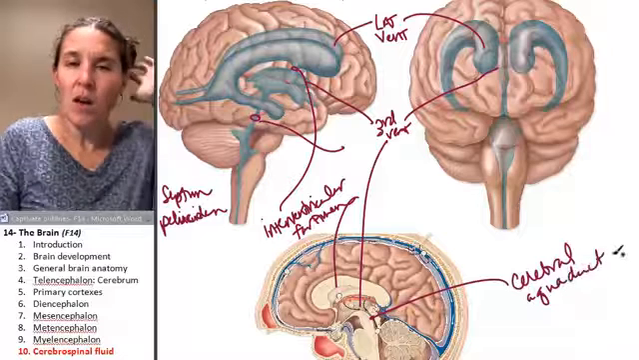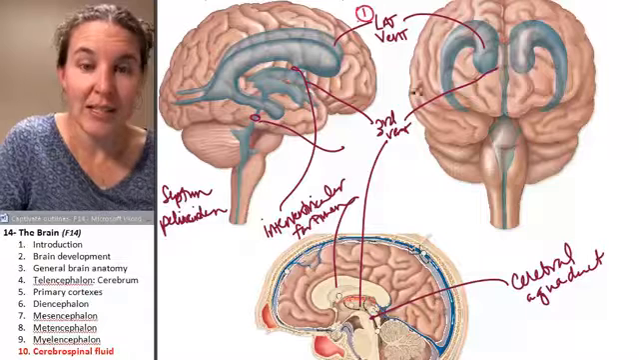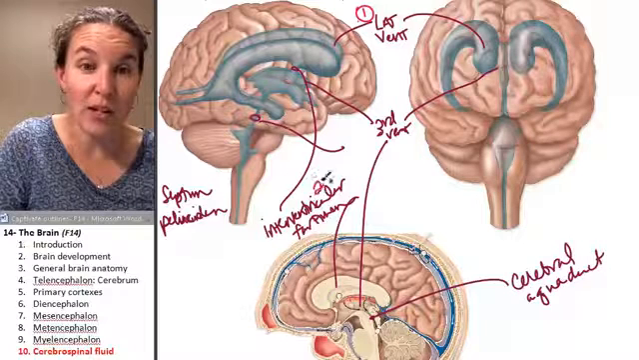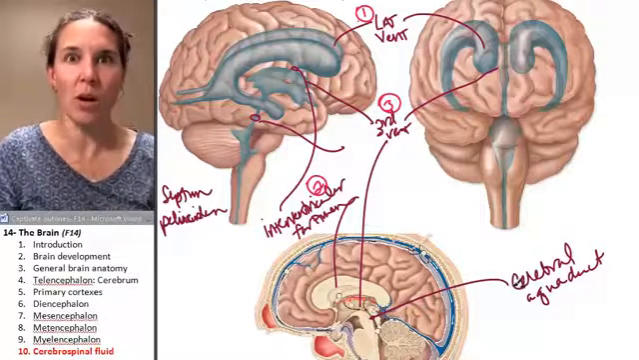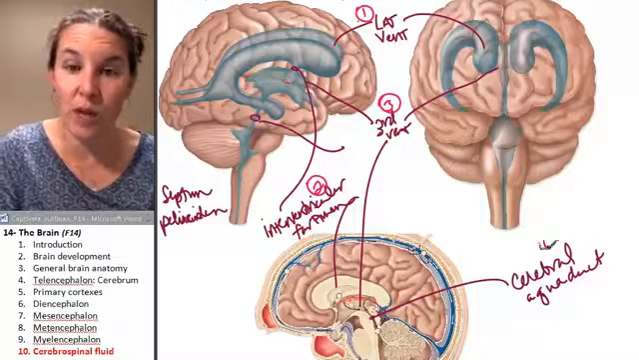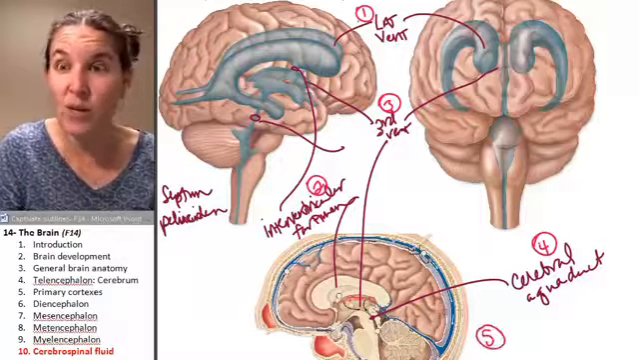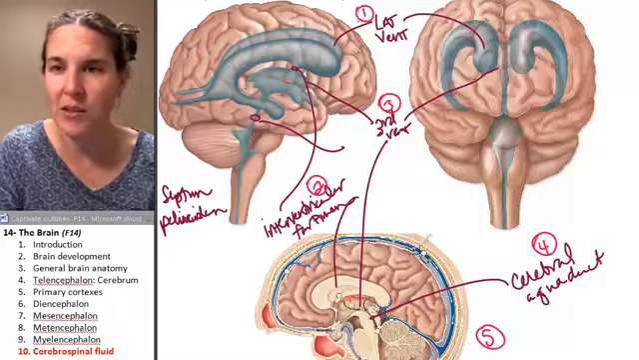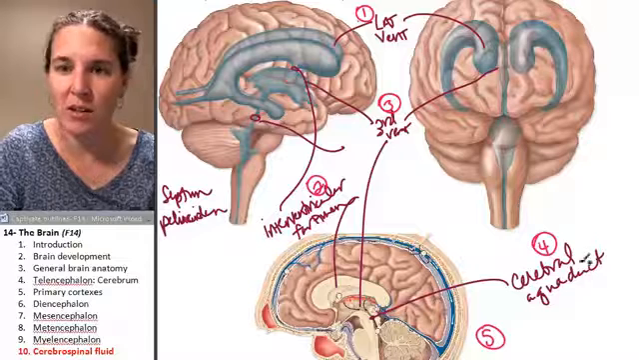A-Q-U-E-D-U-C-T. Lateral ventricle connected to the third ventricle through the interventricular foramen. Third ventricle connected to the fourth ventricle through the cerebral aqueduct. So the fifth thing that we're going to look at is the fourth ventricle. Oh my gosh, you've got to be kidding me. It's not as bad as you think, or maybe it is.